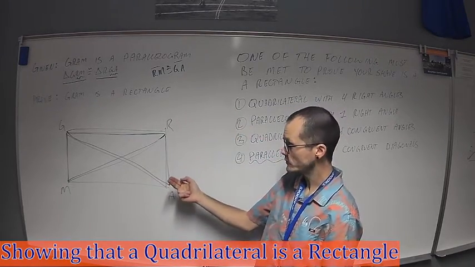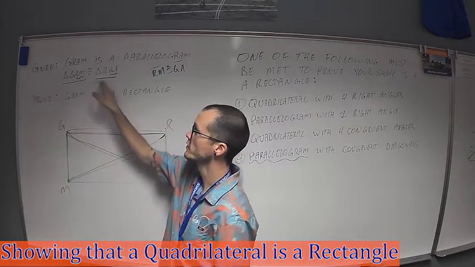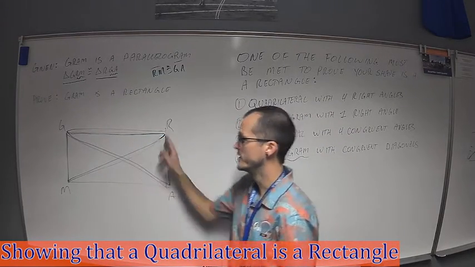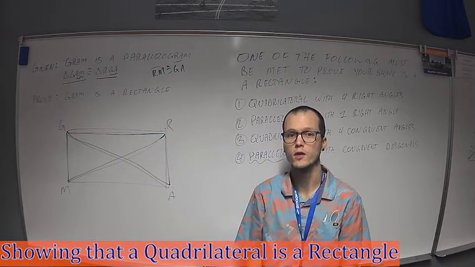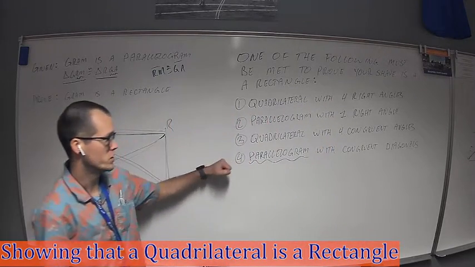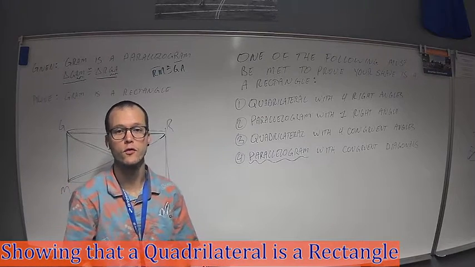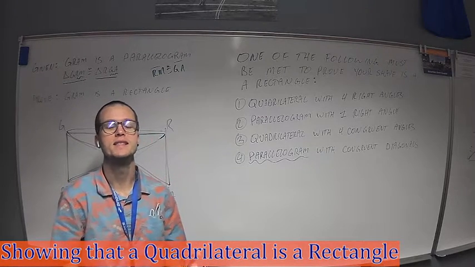And then we use this information about the triangles being congruent to show that the diagonals are congruent to one another as well. We only had to satisfy one of our 4 conditions. The 4th condition is here. We satisfied that. Therefore, GRAM is definitely a rectangle.